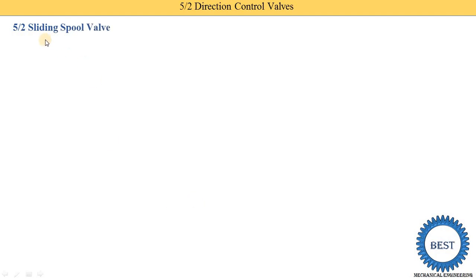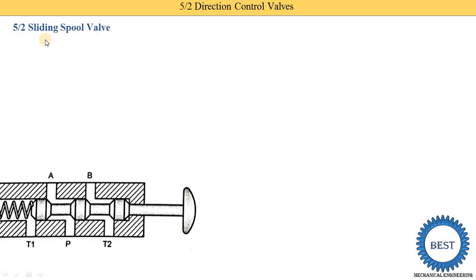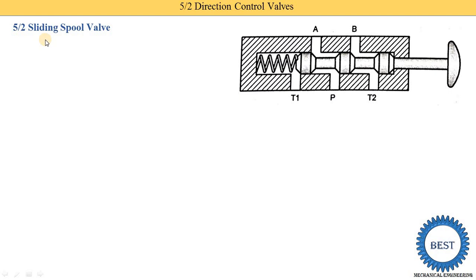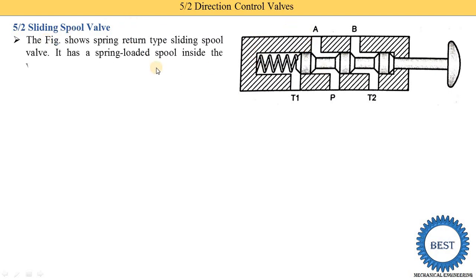Now first we understand the 5x2 sliding spool valve. So here you see this is the diagram of the 5x2 sliding spool valve. The figure shows a spring return type sliding spool valve. So here you see this is the spring return. Why is this spring provided? For the return of the spool to its original position. It has a spring loaded spool inside the valve body. The section lines indicate the valve body, and inside this valve body you see this is the spool, and here this is the spring.